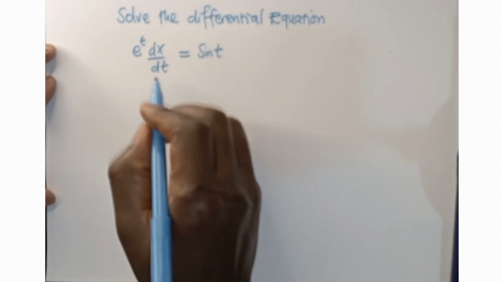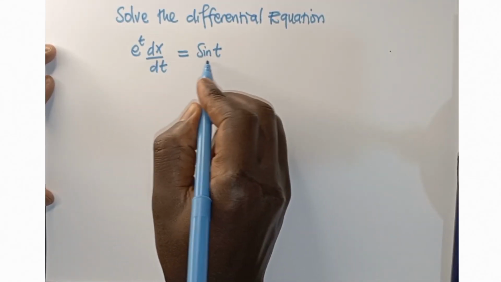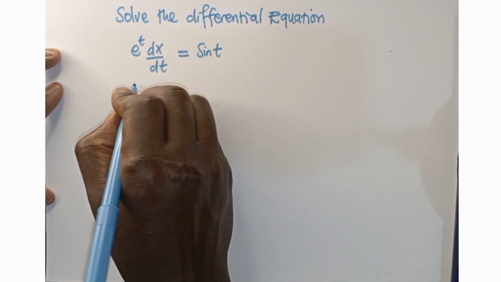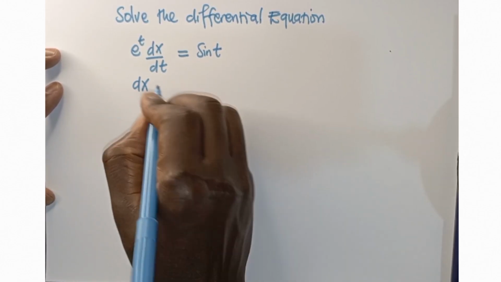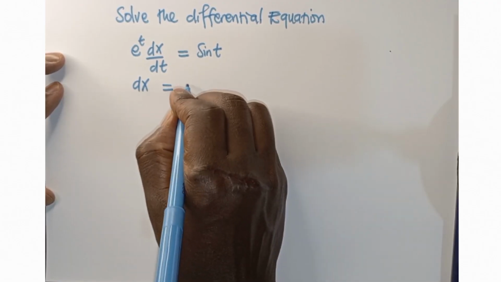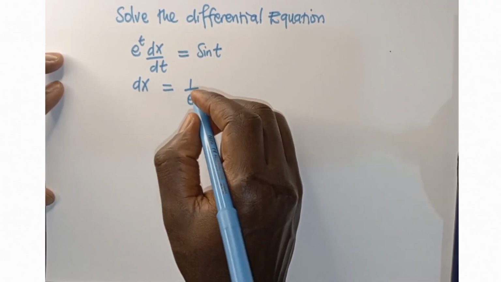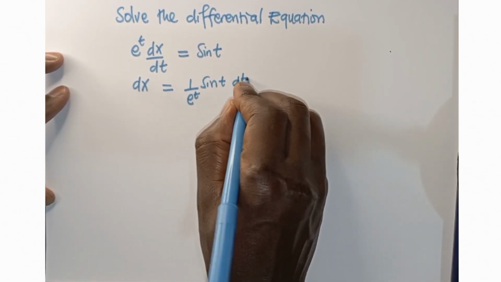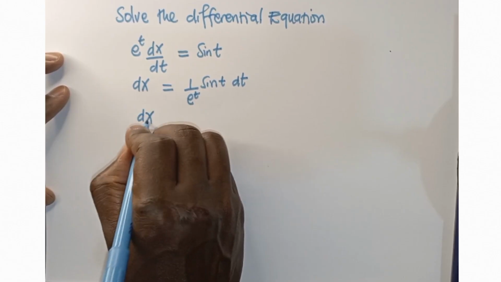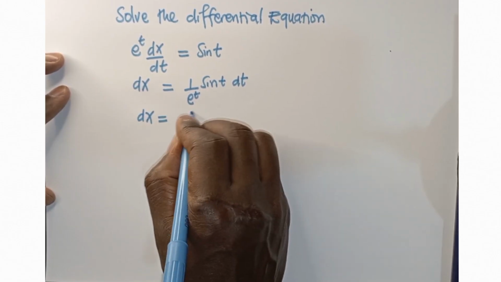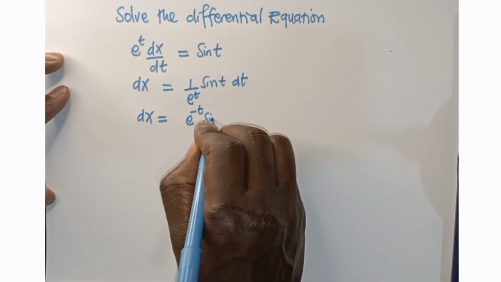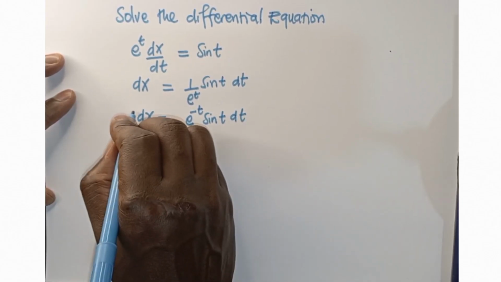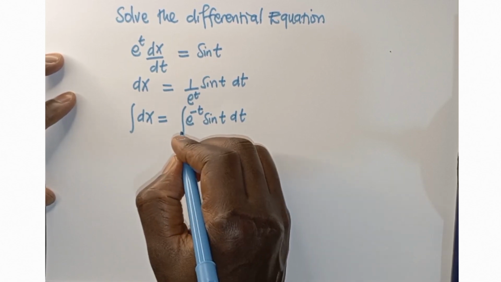Now, to deal with this differential equation, e to the power t dx/dt is equal to sin t, we separate variables. So we shall have dx is equal to 1 over e to the power t, sin t. That's an exponential, so dt. So we go ahead to rewrite the exponential as e to the power negative t, sin t dt. After that, we'll go ahead to integrate on both sides.